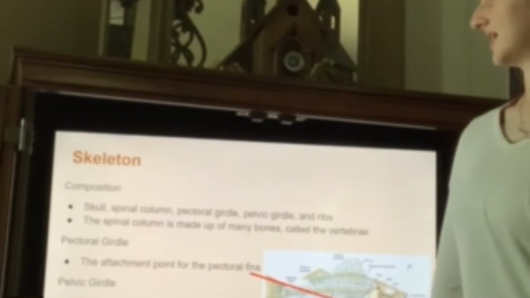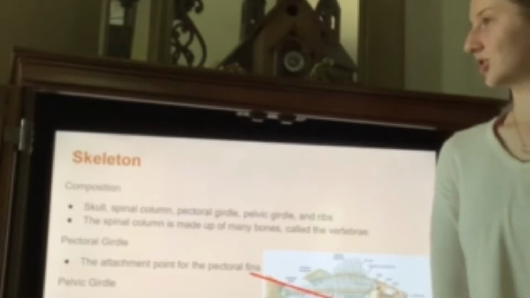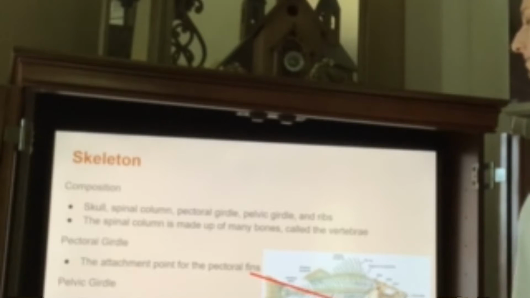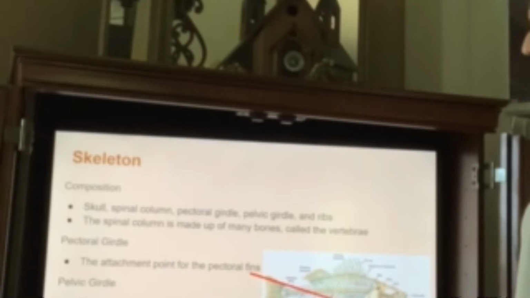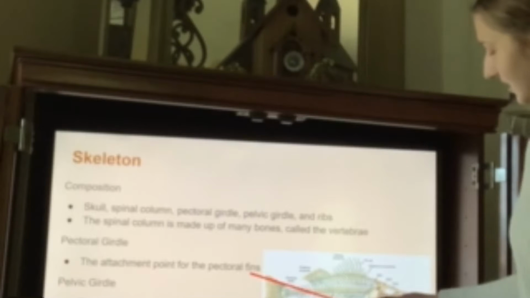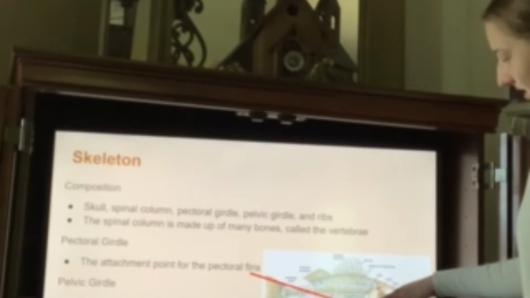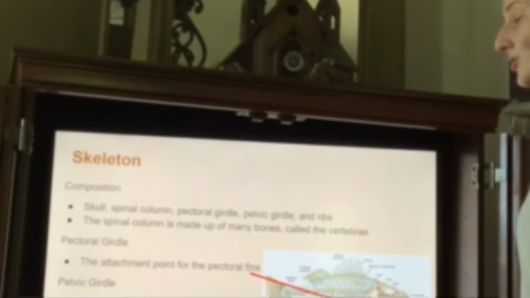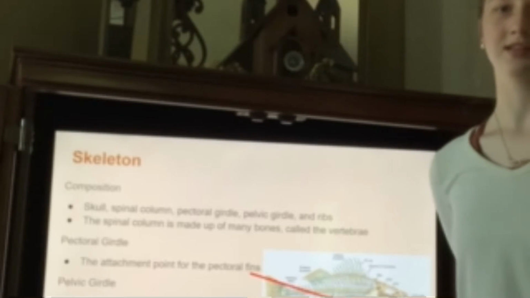Then we have the skeleton. The skeleton is made of a skull, spinal column, pectoral girdle, pelvic girdle, and ribs. The spinal column is made up of many bones called the vertebrae. Specifically, the pectoral girdle is the attachment point for the pectoral fins. As you can see here, these are the pectoral fins, and the bone connecting them to the rest of the skeleton is the pectoral girdle. Same with the pelvic girdle, it's the attachment point for the pelvic fins. The pelvic fins are right here, and the pelvic girdle is the bone connecting them to the rest of the skeleton.